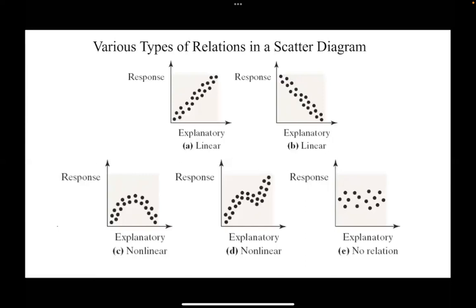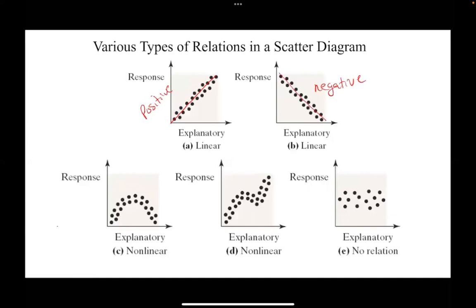So take a look at the top two up here. Both of these look pretty linear. I could draw a line through them and get a nice line. They follow a linear pattern, and they both have a linear relation. This one is positive because it has a positive slope, and this one is negative because it has a negative slope. But they're both linear.